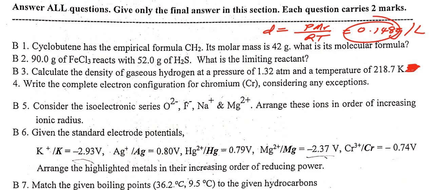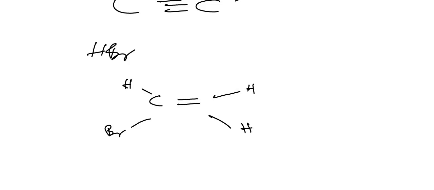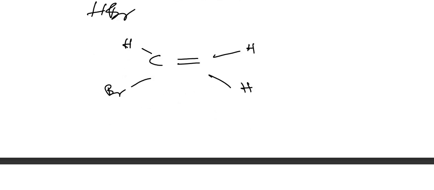they are saying, write the complete electronic configuration for chromium considering any exceptions. So chromium has an exception rule when it comes to the configuration. The atomic number of chromium is what? Is it 24? It should be 24. So whenever they give you this guy, we're supposed to show the two versions.